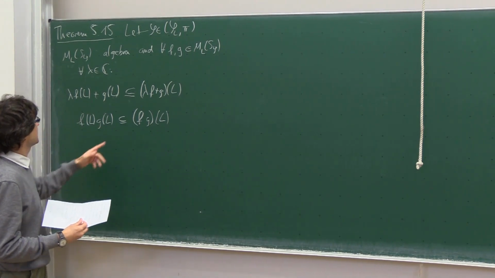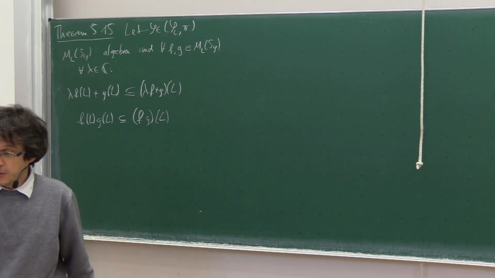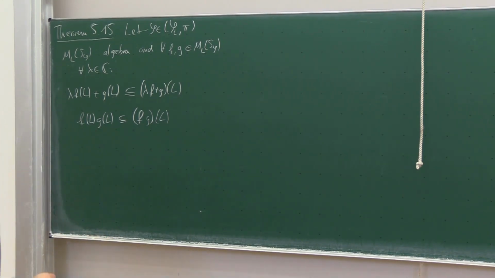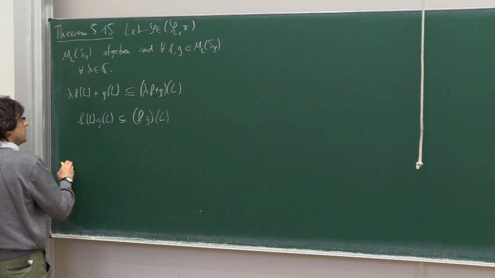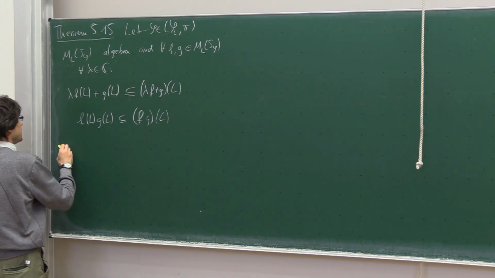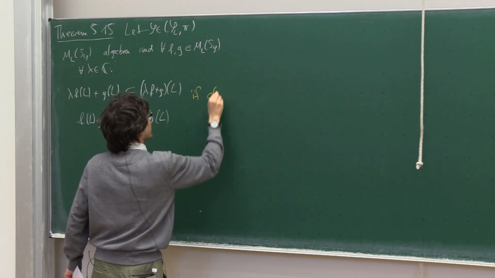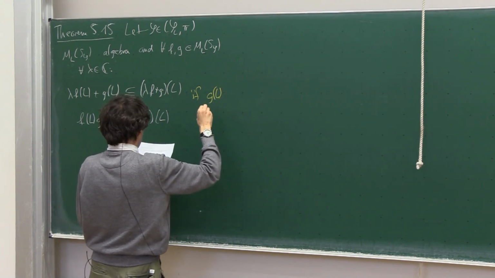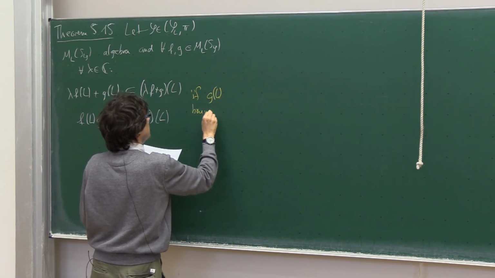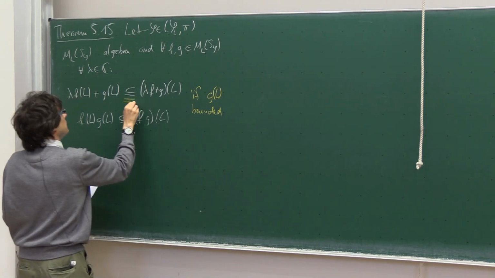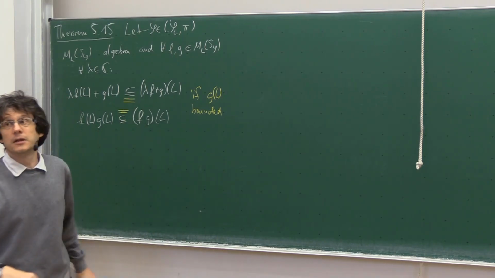Okay, so nevertheless, it's an interesting question. When do we have equality? One possibility is if G is bounded. If G of L is a bounded operator, then in both cases you have equality.